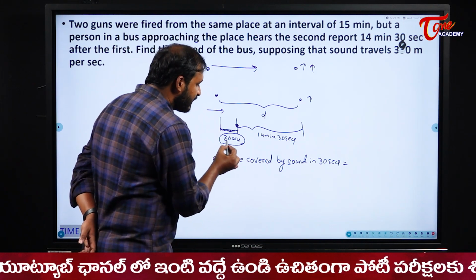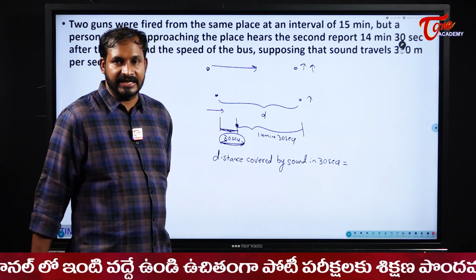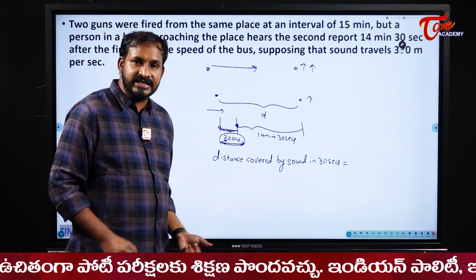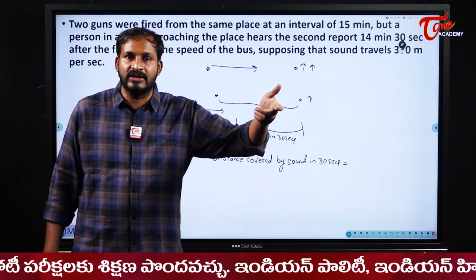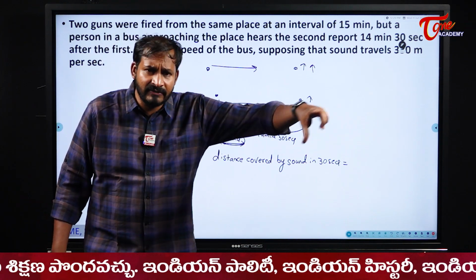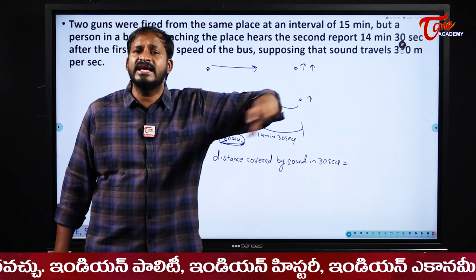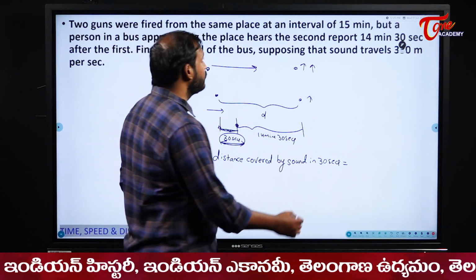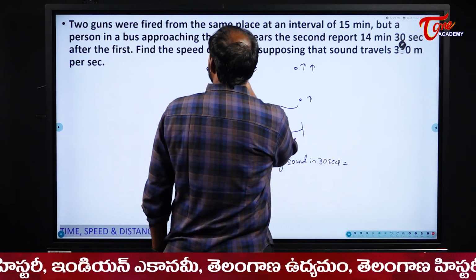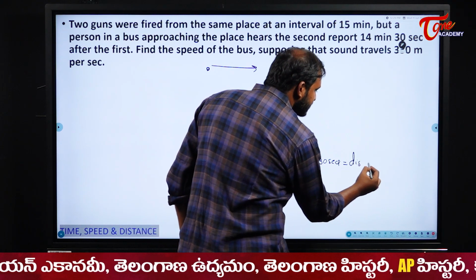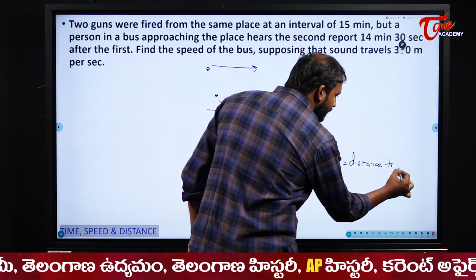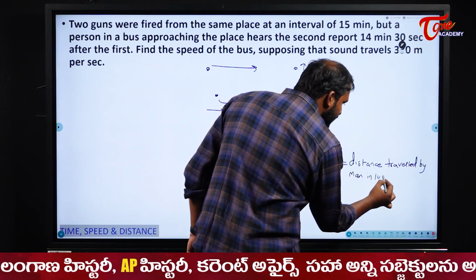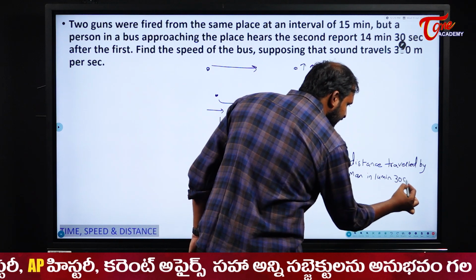So this distance will be covered by sound in what time? 30 seconds. Now the same distance was covered by that man in what time? This 14 minutes 30 seconds, right? Why? Because he heard the second sound in 14 minutes 30 seconds. That means meanwhile, in this 14 minutes 30 seconds, he is on a journey. That means the distance covered by sound in 30 seconds is equal to the distance travelled by the man in 14 minutes 30 seconds. Is it correct or not?